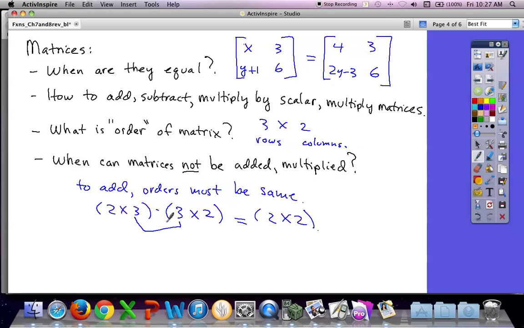Okay. If these two don't match, then you can't multiply them. If you try, you're going to get an error message. So they don't have to have the same order, right? They just have to have those two match up, and then you can multiply them. But they don't have to have the exact same order.